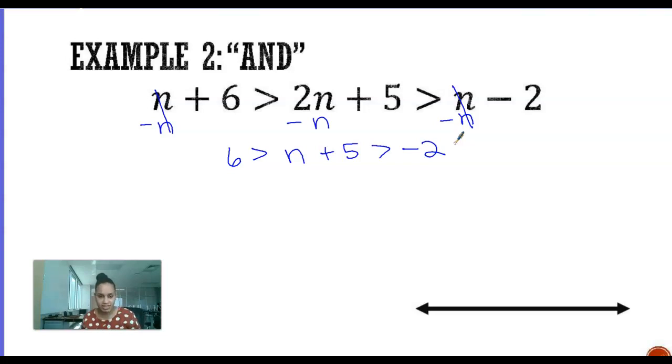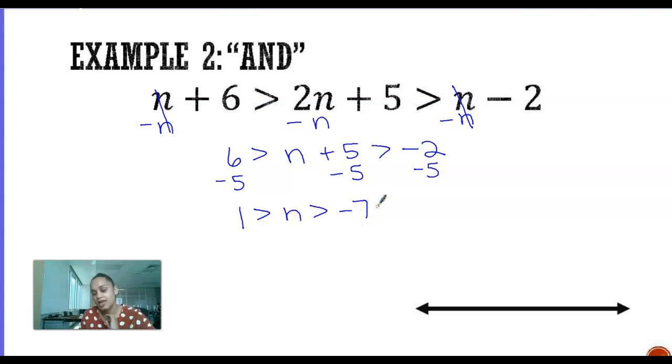Let's go ahead and continue to solve this. Try to get that n in the middle. So I'm going to subtract 5 on all 3 parts of my compound inequality. I have 1 is greater than n is greater than -7.